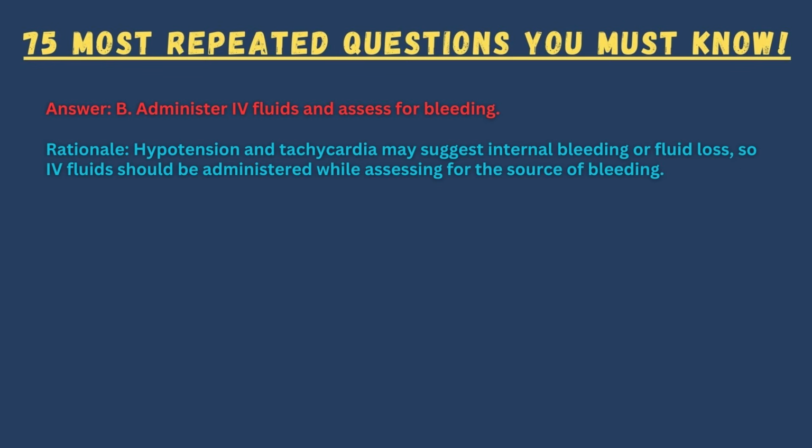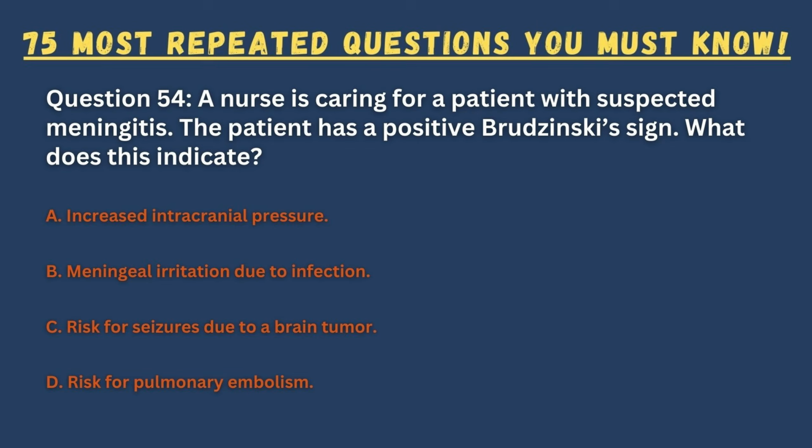Answer: B. Administer IV fluids and assess for bleeding. Rationale: hypotension and tachycardia may suggest internal bleeding or fluid loss, so IV fluids should be administered while assessing for the source of bleeding. Question 54.